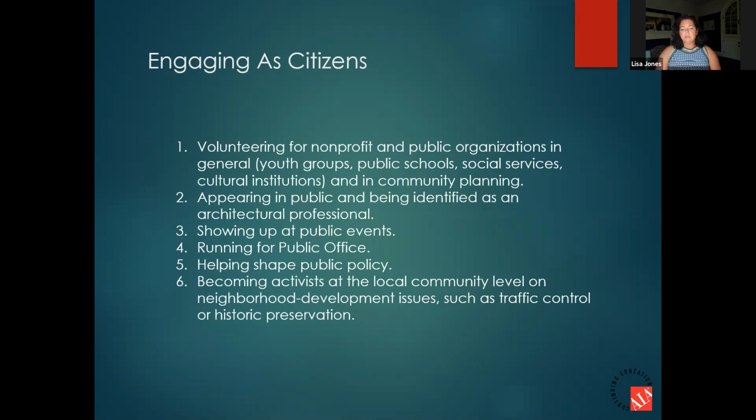So some examples include volunteering for nonprofit and public organizations such as youth groups, public schools, social services, cultural institutions, and community planning. Appearing in public and being identified as an architectural professional, showing up at public events, running for public office, helping shape public policy, becoming activists at the local community level on neighborhood development issues such as traffic control or historic preservation. Rachel, did you want to share some of your experiences and help us understand what brought you to running for public office and your perspectives of architects in that capacity?